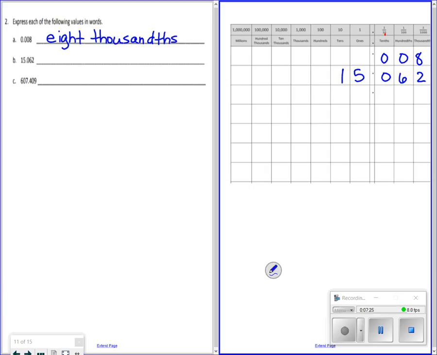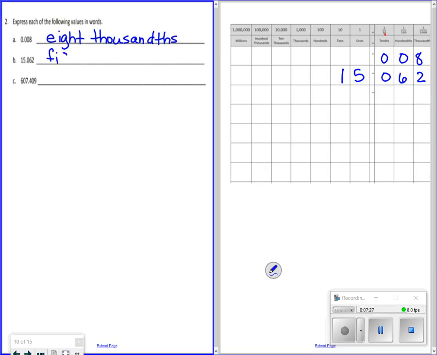So 15. I don't need to say 15 ones. I don't say 1 ten 5 ones. I just say 15 because that's what I got. 15. And 62 thousandths. Excellent. Because the 2 is in the thousandths place.